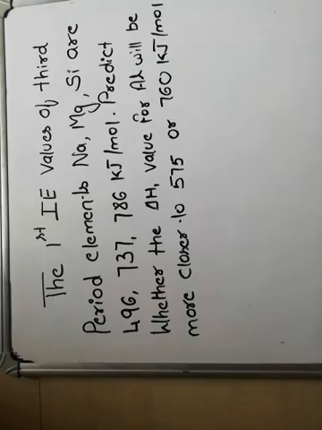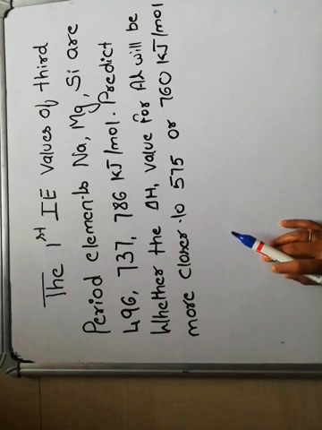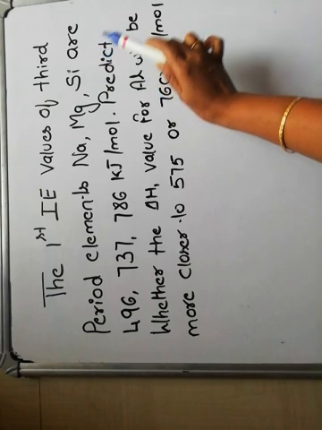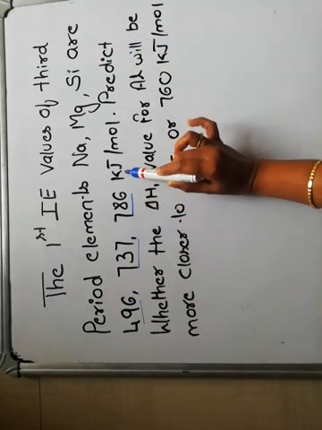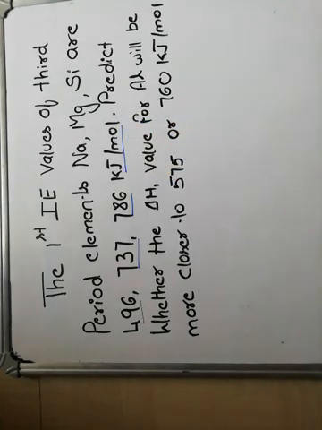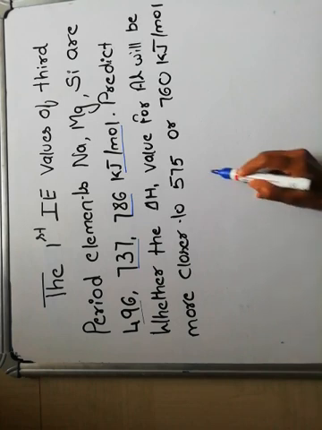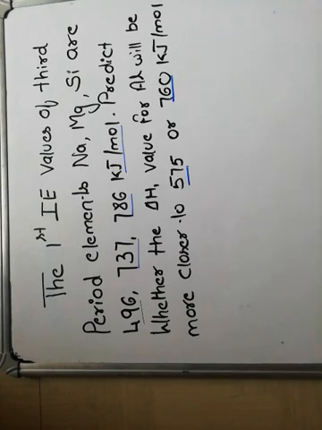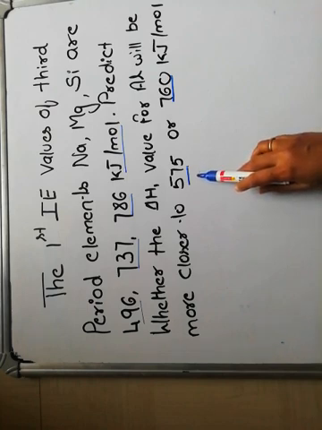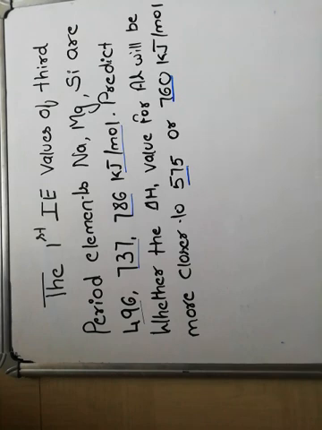We'll solve one problem. The first ionization enthalpy values of third period elements sodium, magnesium and silicon are 496, 737 and 786 kilojoules per mole. Predict whether the delta H value for aluminium will be closer to 575 or 760 kilojoules per mole. What are they asking? Which value will the ionization enthalpy of aluminium be closer to: 575 kilojoules per mole or 760 kilojoules per mole?